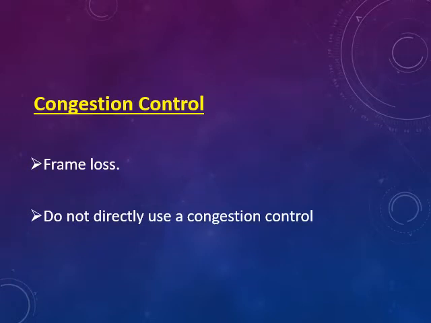The next service provided by the data link layer is congestion control. A link may be congested with frames, which may result in frame loss. Most data link layer protocols do not directly use congestion control to alleviate the congestion, although some wide area networks do use it.